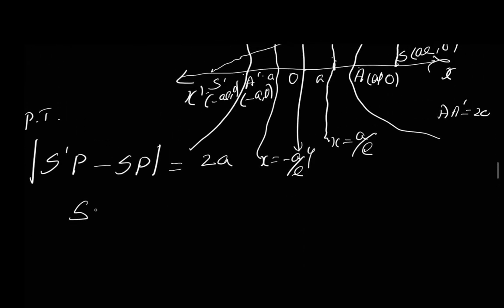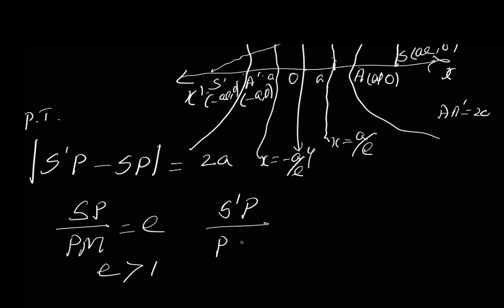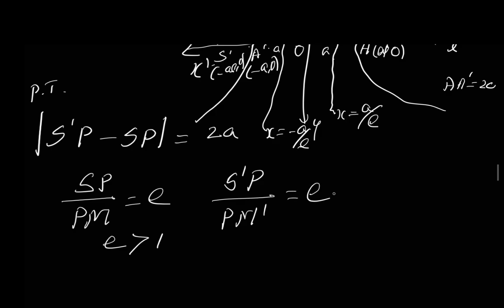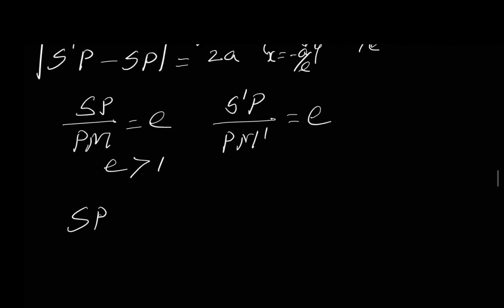Okay. So we know the condition for the hyperbola, SP by PM is equal to E, where E is greater than 1. The same thing for the other focus, S dash P divided by PM dash. M dash is the foot of the perpendicular line drawn to the directrix, and also M. This is also the same E. So SP is equal to E PM and S dash P is equal to E PM dash.